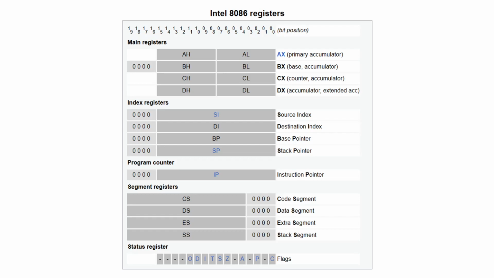And here are the Intel 8086 registers. We're not going to focus on any of these registers right now. We will, though, in 2 or 3 videos' time, when we're going to start discussing each of the main registers, the index registers, the program counter, segment registers, as well as the status register, and what each of these do, and what role they have in a microprocessor architecture.